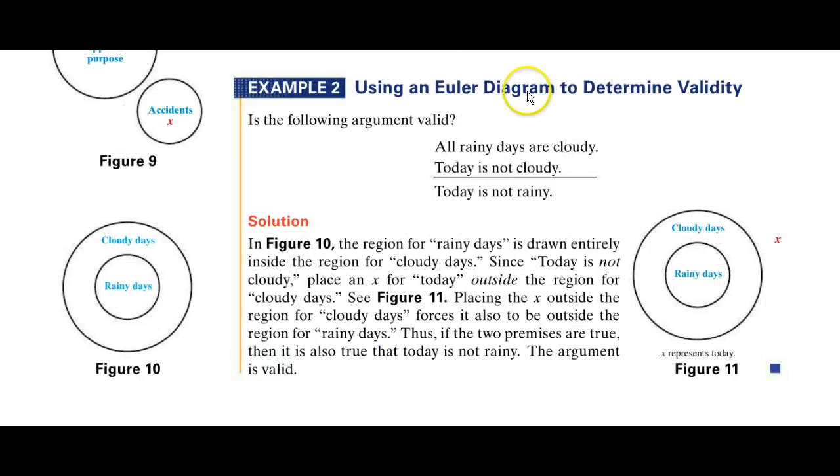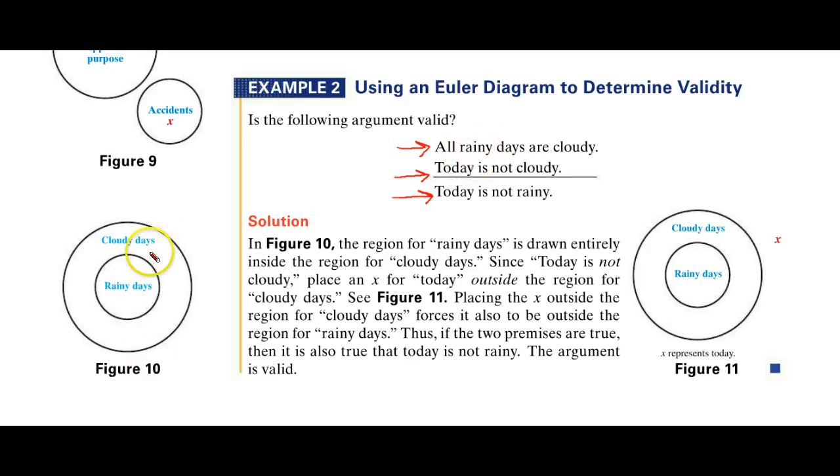Now, looking at example 2, using an Euler diagram to determine validity. All right, our first statement: all rainy days are cloudy. Today is not cloudy. Therefore, today it is not rainy.